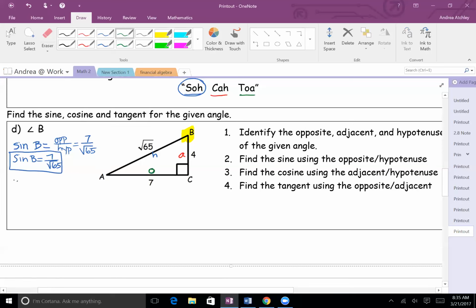Now we're going to find the cosine of B. Jeremy? What do you need to know? Oh, there you are. Okay. What is the ratio for cosine? What over what? Adjacent over hypotenuse. Very good. Adjacent over hypotenuse.